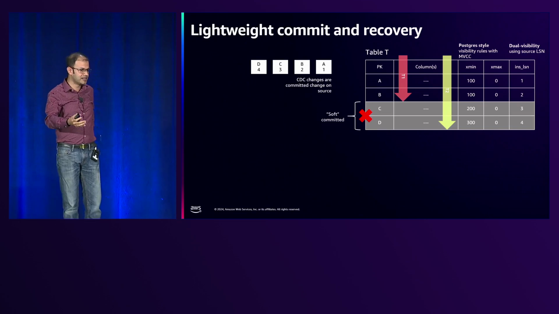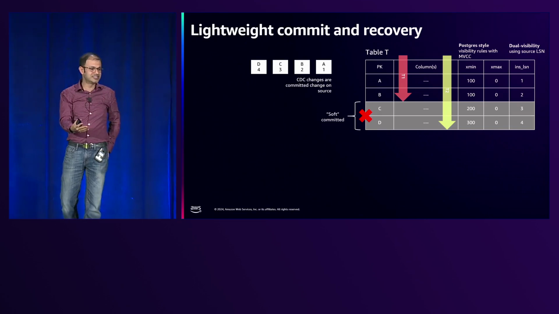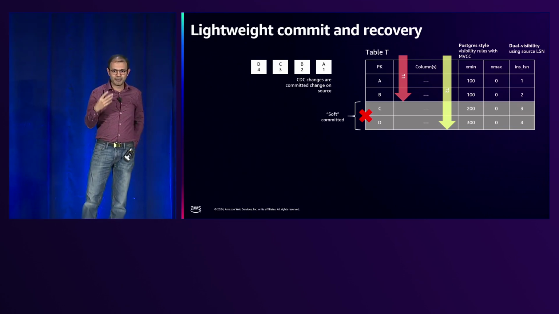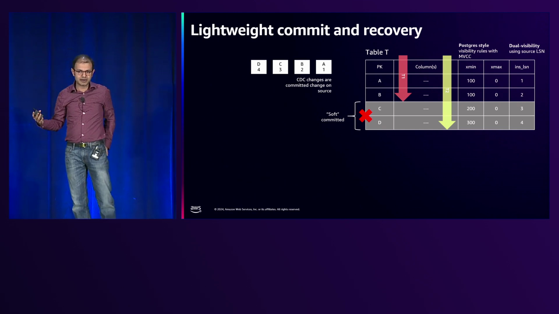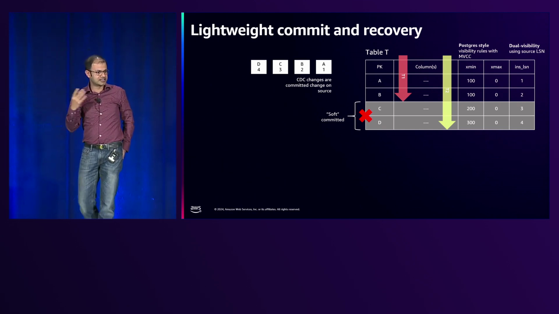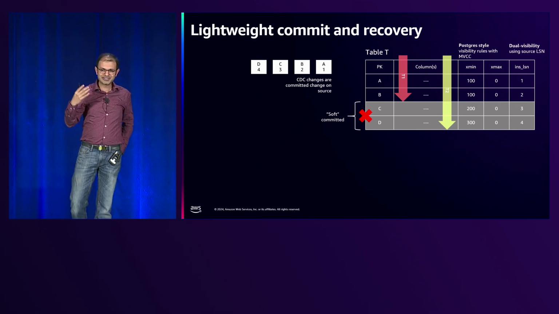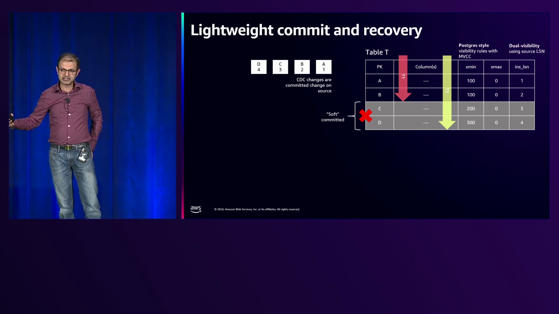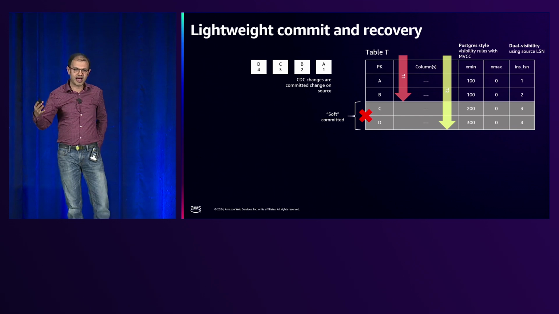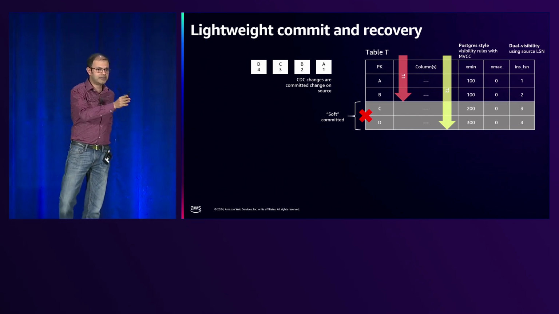So, for example, in the case where rows C and D were committed in memory, and after that there was a failure in Redshift and Redshift restarted, we will be able to remember the last state that was committed on Redshift storage, and from there we will be able to replay the stream.